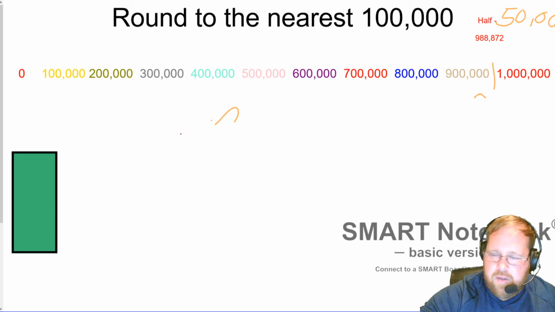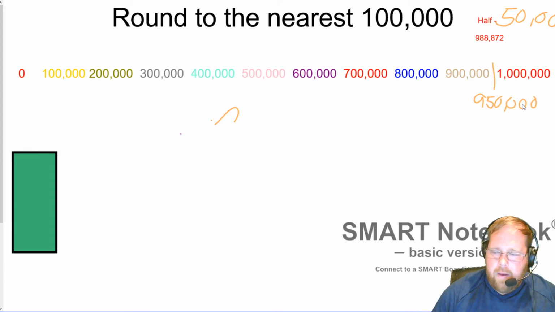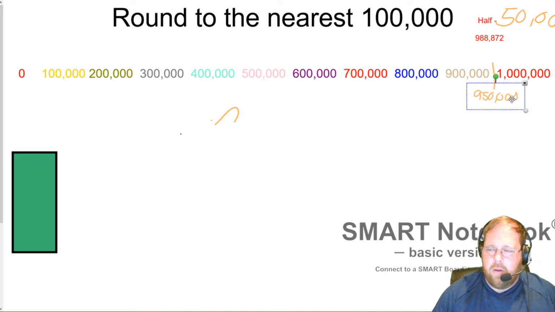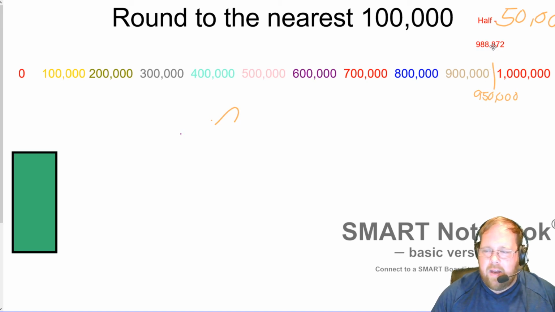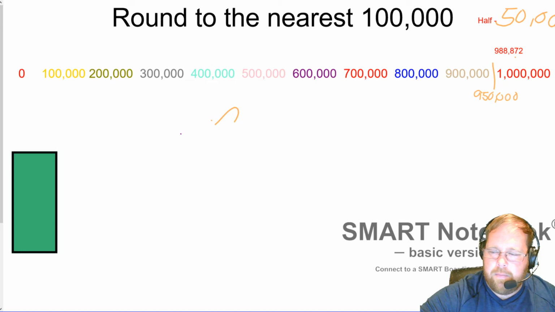950,000 is in the middle. Good. Make it a little smaller. 950,000 is in the middle. Would 988,000 come before or after 950,000? And if you're not sure, 10, 20, 30, 40, 50, nope, 60, 70, 80, 88,000 comes after. So we're going to round to a million.